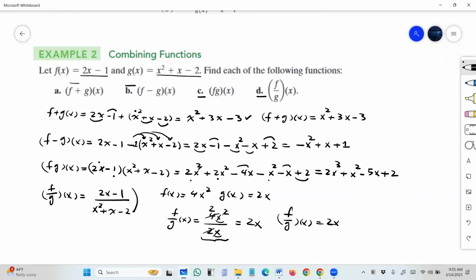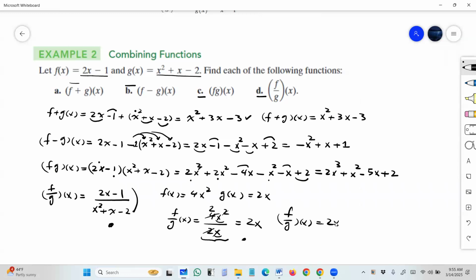So in this case, I was able to simplify the two functions, but in the other case, I was not. So sometimes we'll be able to simplify, other times we will not. So whenever we can simplify, we should.